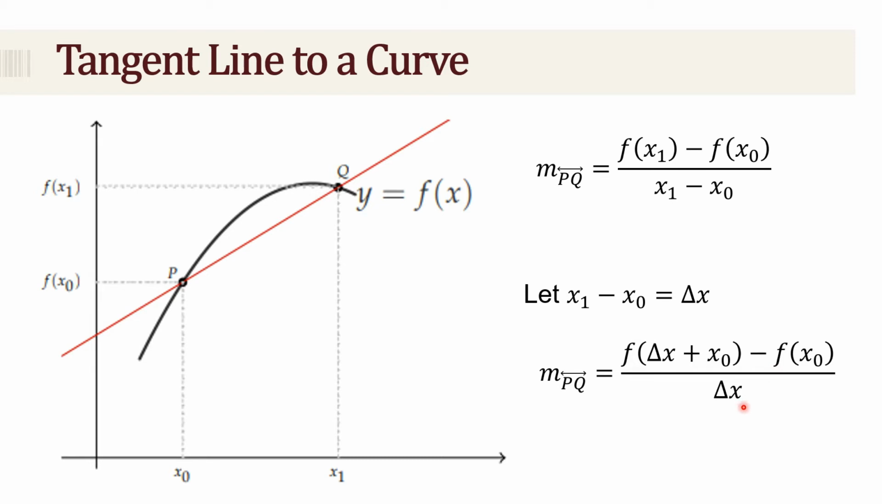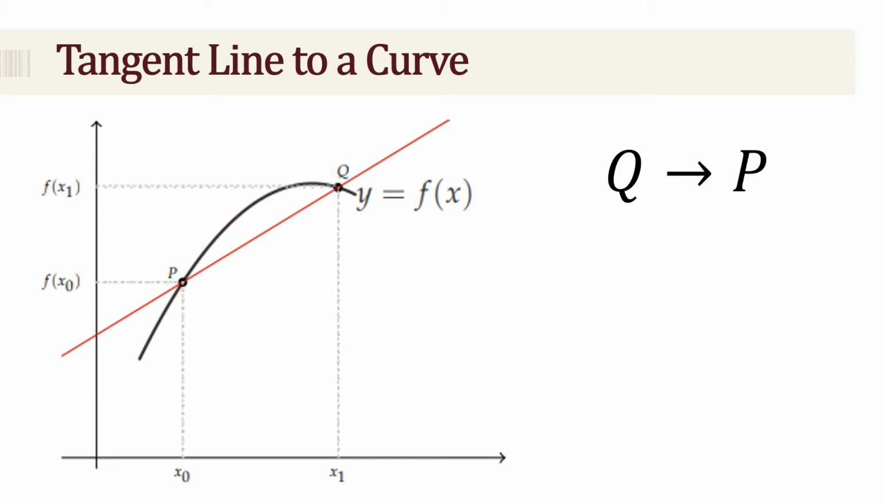Let's observe ano ang mangyayari kapag pinalapit natin si Q, pinalapit natin ito doon sa position ni P. So we are saying that Q now approaches P, which means that x sub 1 will approach x sub 0. Tama? Pag lumalapit si Q kay P, ang nangyayari kay x sub 1, lumalapit din siya kay x sub 0. At anong nangyayari ngayon doon sa difference ni x sub 1 at ni x sub 0 kung ito papalapit na papalapit doon?